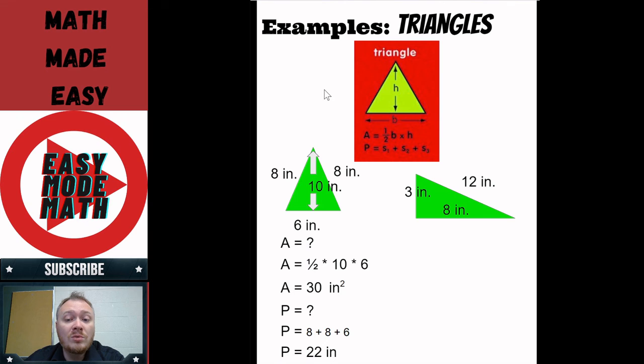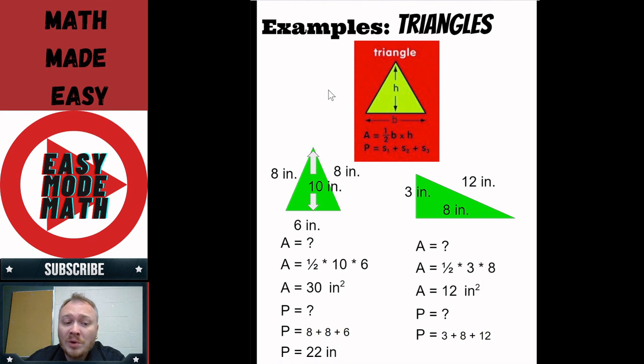However, we do know that the 3 is the height, and that can be a tricky way that some problems try to get you. So for the area in this shape, we would be doing 1/2 times 3 times 8, and that's going to get us 12 inches squared. For the perimeter, we'll just add those three numbers together. I think this one's easier, but a lot of times this one tricks many people. That will give us a total perimeter of 23 inches.